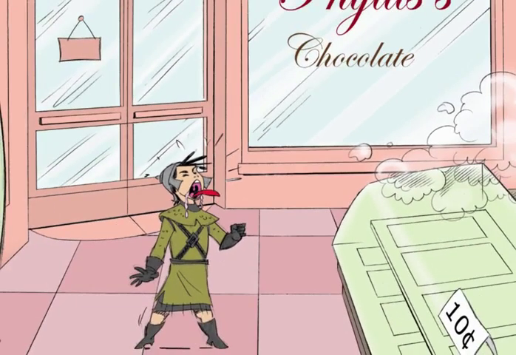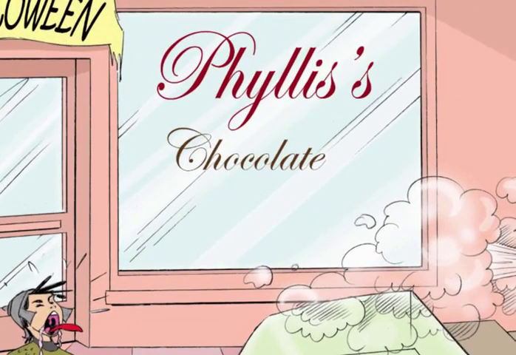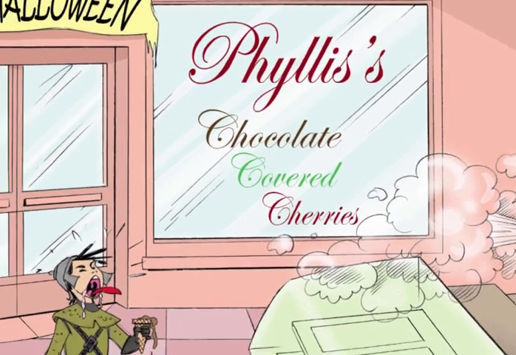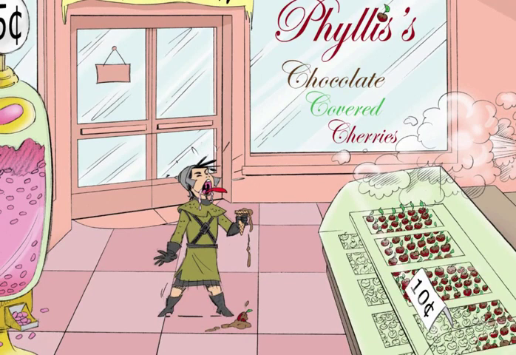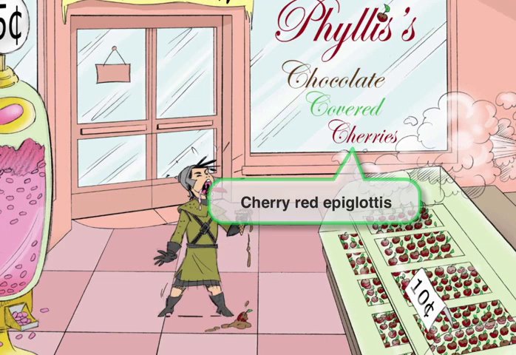Another way they may describe epiglottitis is by giving you the physical exam finding of a cherry red epiglottis. We're really going to hammer this in by changing the name of the store one more time. Now this is going to be Phyllis's Chocolate-Covered Cherries. We'll also have the screaming kid holding an ice cream with a cherry on it that's fallen to the ground. Screw it, let's just fill this entire store up with cherries and chocolate. Alright, that's enough for cherries.